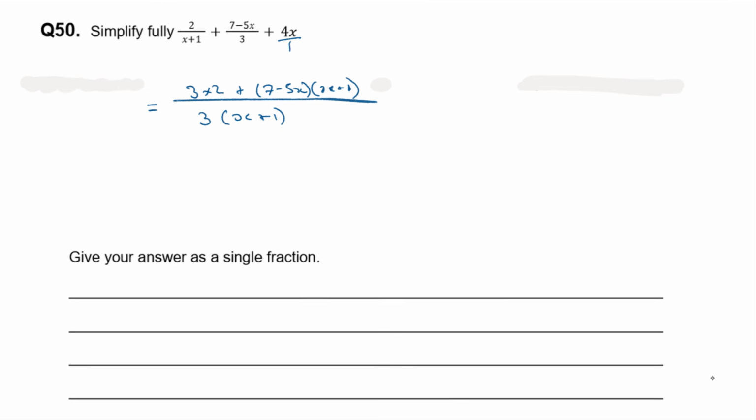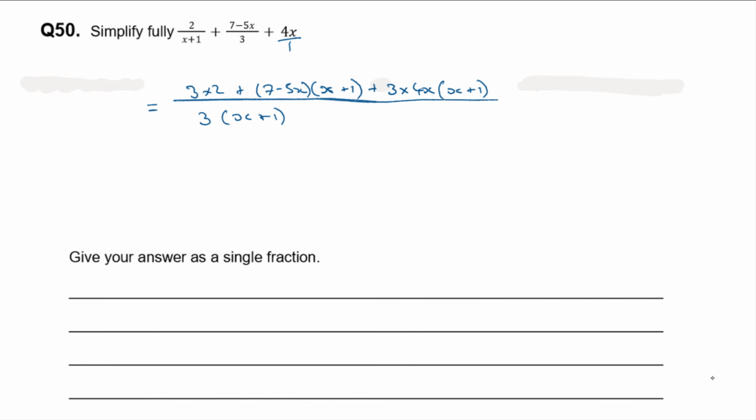Didn't come out very well. Let's just write that again. X plus 1. And then I've got 1 goes into 3x plus 1 times, so I'm going to get plus 4x lots of... so I'm going to get 3 times 4x lots of x plus 1. Okay, I'll tidy that up in a second.